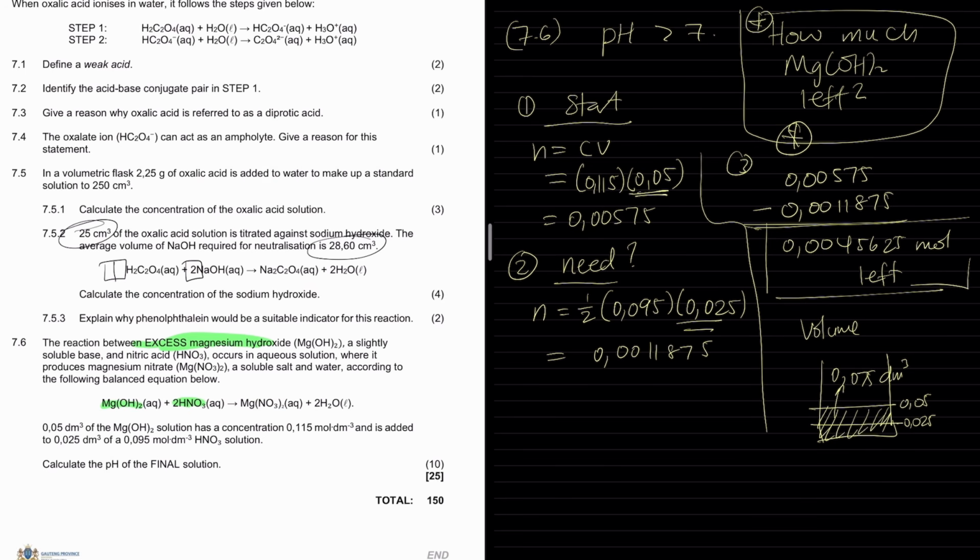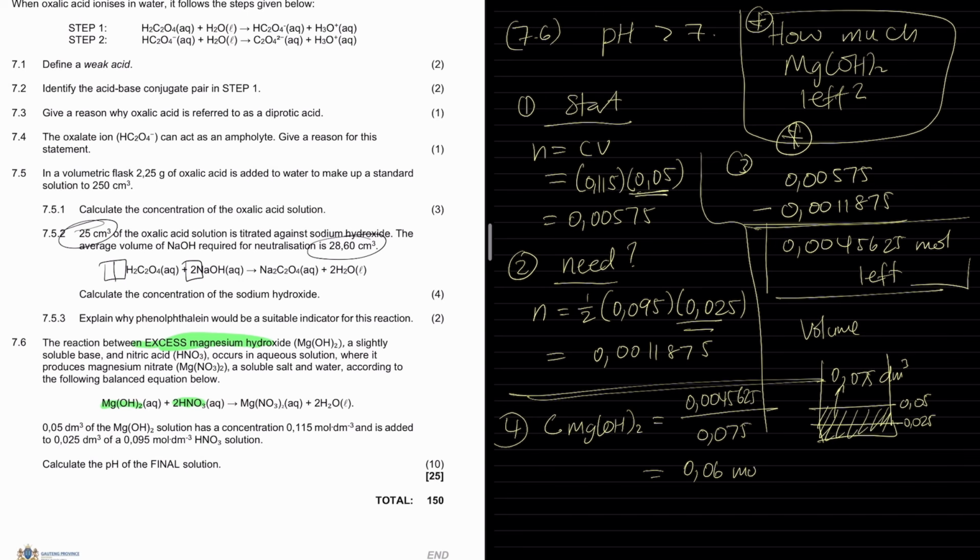Now we can calculate the concentration of this. So step number 4 now would be the concentration of the magnesium hydroxide. That's going to equal 0.004625 divided by the volume, 0.075, and that is equal to 0.06 moles per dm cubed. And this is of magnesium hydroxide.